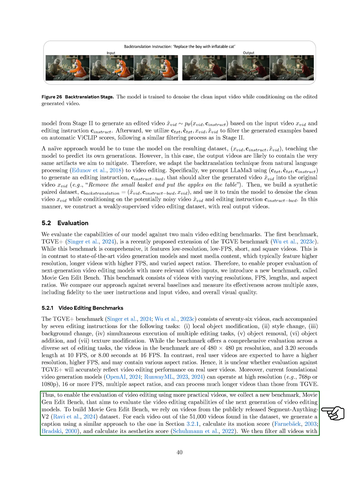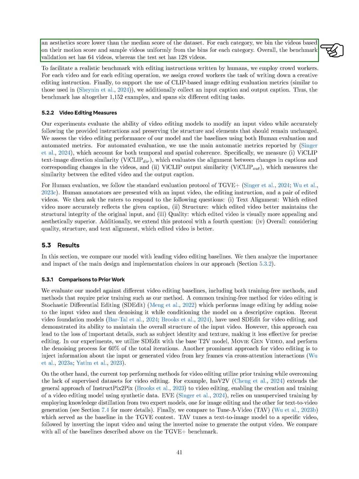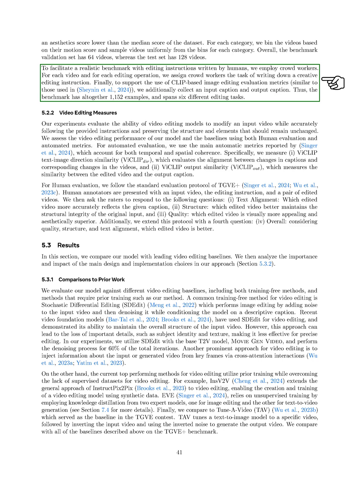To create Movie General E-Bench, we use videos from the Segment Anything V2 dataset, generating captions and filtering based on aesthetic scores. We sample videos uniformly from different score categories, resulting in a validation set of 64 videos and a test set of 128 videos. To ensure realistic editing instructions, we engage crowd workers to write creative instructions for each video and editing operation. Additionally, we collect input and output captions to support clip-based evaluation metrics. Overall, our benchmark consists of 1,152 examples across 6 different editing tasks.